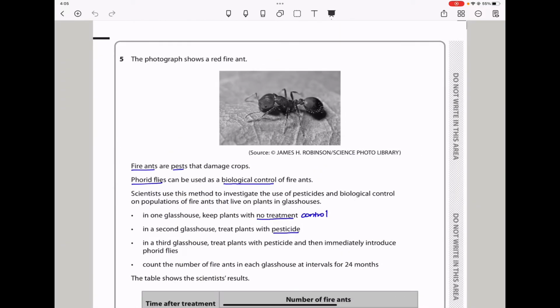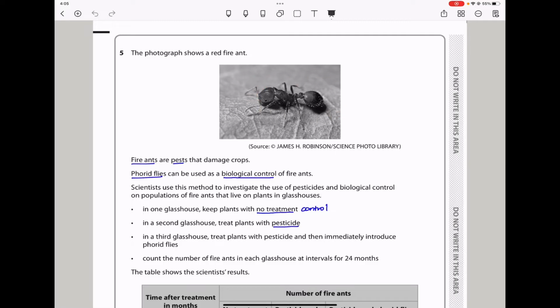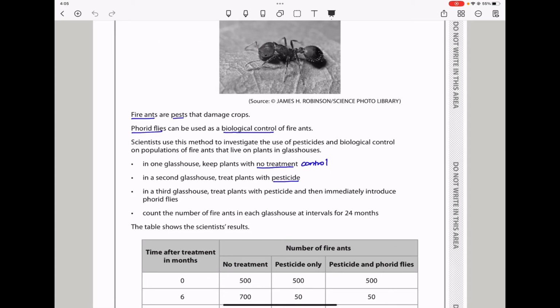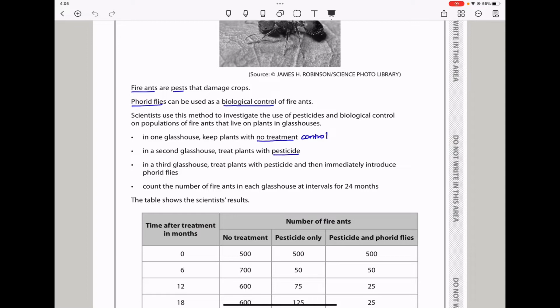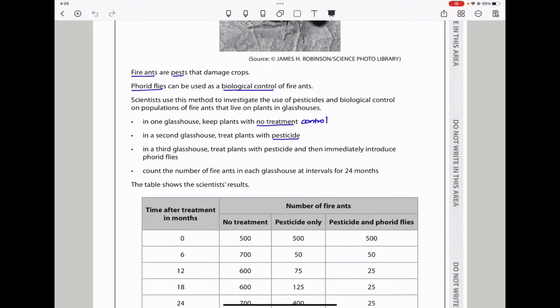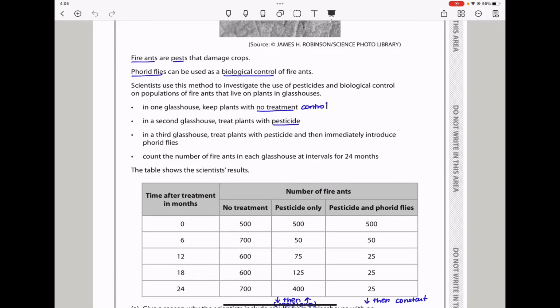Question 5, the photograph shows a red fire ant. This is the ant we're talking about. Fire ants are pests and damage crops. Forage flies can be used as a biological control of fire ants. Scientists use this method to investigate the use of pesticides and biological control on populations of fire ants that live on plants in glass houses.